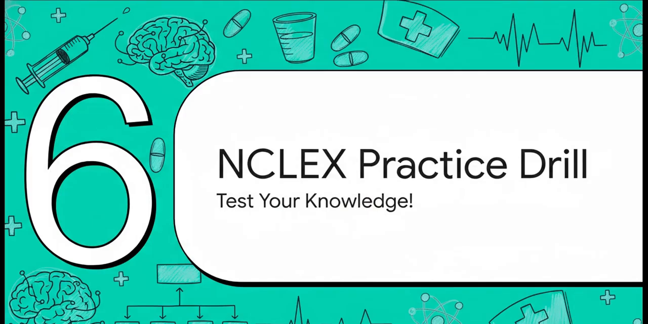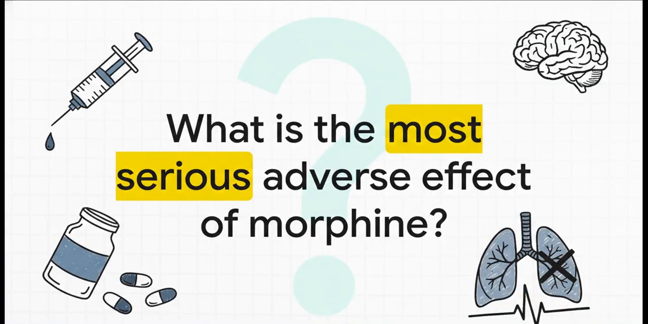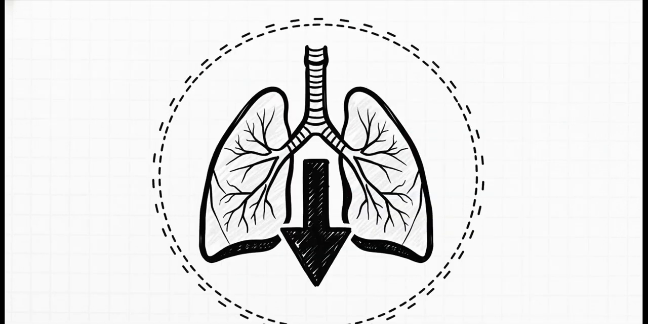All right. You have learned the core concepts, so now let's put that knowledge to the test with a few NCLEX-style questions and see if you're ready. Let's do this. First question up, what is the most serious adverse effect of morphine administration? I'll give you a second to think about it. It's respiratory depression. It is always the priority because it directly threatens the ABCs: airway, breathing, and circulation.